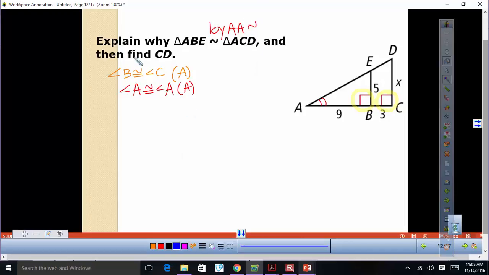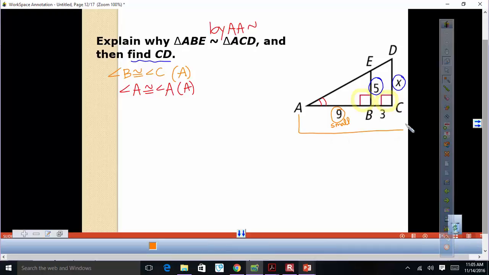Now, they also want us to find CD. So would it be easier if we separated the triangles and then did that, or do you think you can handle it together? Okay, try it together. So, CD is x. What does x correspond with? 5. Okay? Now, this is where it gets a little bit tricky. 9 refers to the length from A to B, right? So is that length in the small triangle or the big triangle, A to B? Okay, so this is my small length. Now, in the big triangle, I actually want A to C.